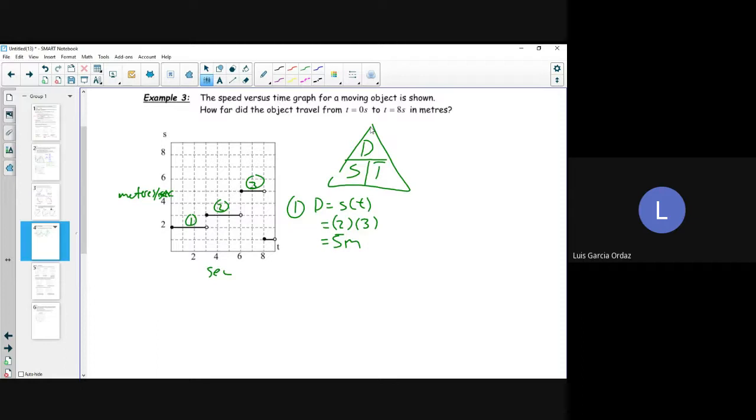For segment 2, their speed was 3, and the time they spent was another 3 seconds. So you get 9 meters. Sorry, 3 times 2 is 6. I made a mistake. And then the last segment is distance is equal to, they had a speed of 5 and did this for 2 seconds, which is equal to 10 meters.